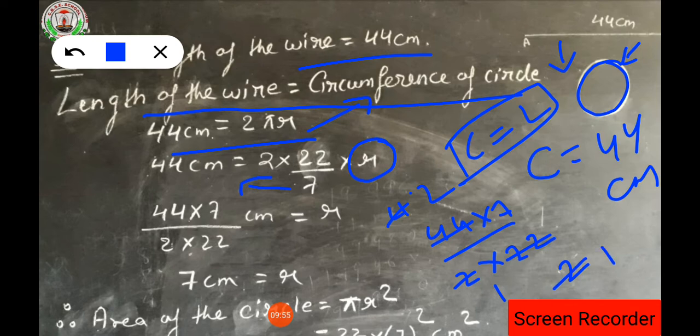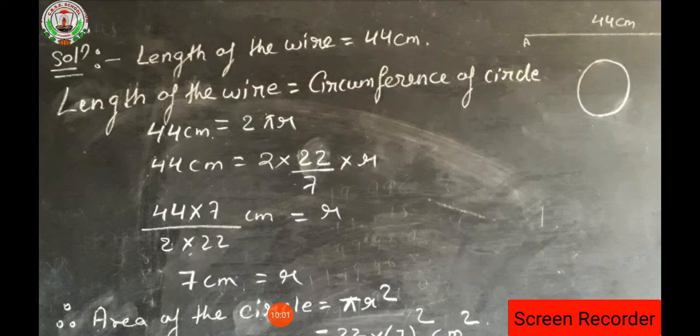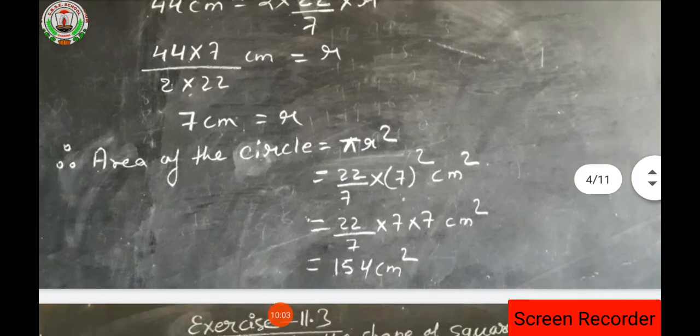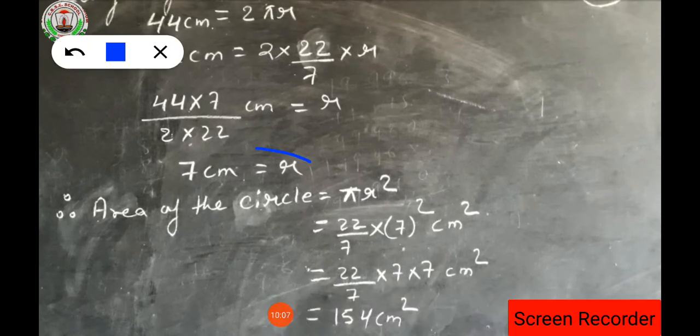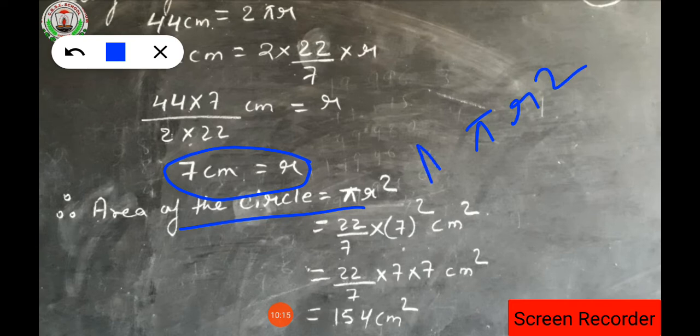Again 2 and 2 will be cancelled from the numerator and denominator. What is the value left out? That is 7 as a radius will be left out for this. Clear? Then when the radius is considered as 7, we can easily find the area of the circle, that is pi r square is the area of the circle formula, isn't it?